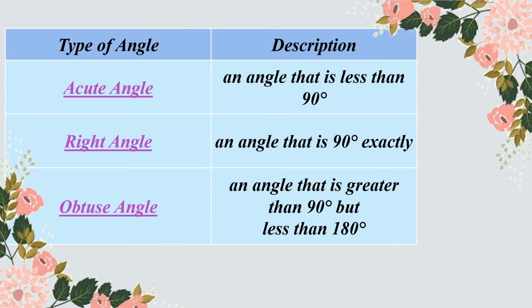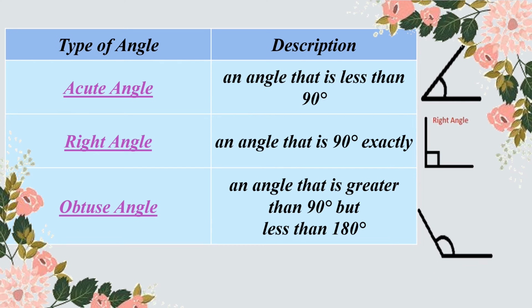So in short, what did we learn today? We learned about three types of angles. First was acute angle. An angle that is less than 90 degrees is called an acute angle. Right angle, an angle that is exactly 90 degrees. Obtuse angle, an angle that is greater than 90 degrees but less than 180 degrees is called an obtuse angle.